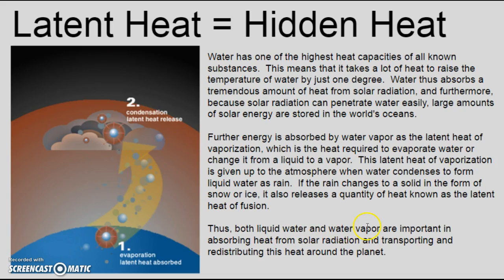Thus, both liquid water and water vapor are important in absorbing heat from solar radiation and transporting and redistributing this heat around the planet. And here's a picture we can look at. It takes a lot of sunlight energy to heat this to a point where the water is going to evaporate. But once it evaporates into a vapor, it eventually condenses into what we call clouds. And in the process of condensing, or condensation, it's re-giving off that heat energy, that latent heat that was stored in it. This energy is released, and this is the energy in the atmosphere that's then going to drive further weather. Remember, latent heat here is of fusion. Latent heat here is of vaporization.